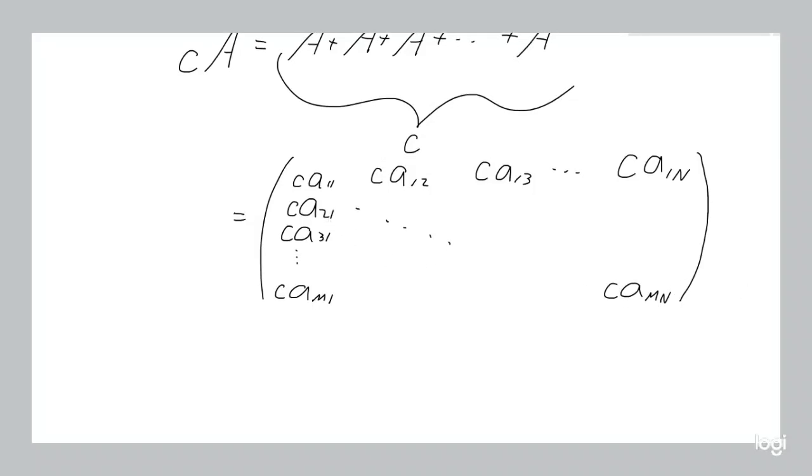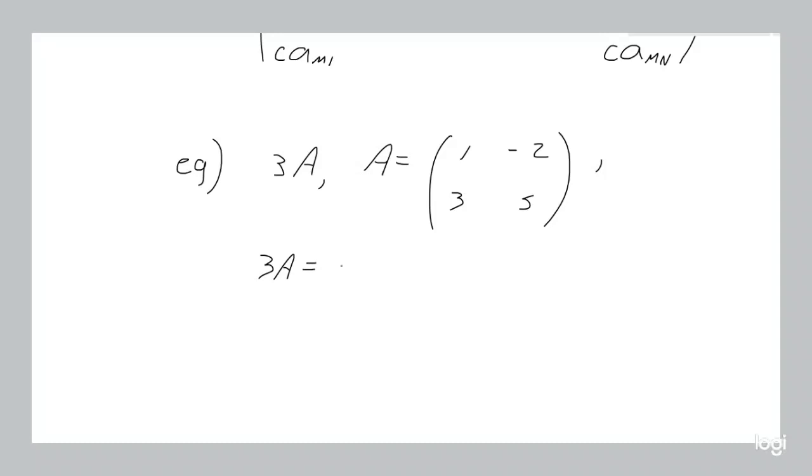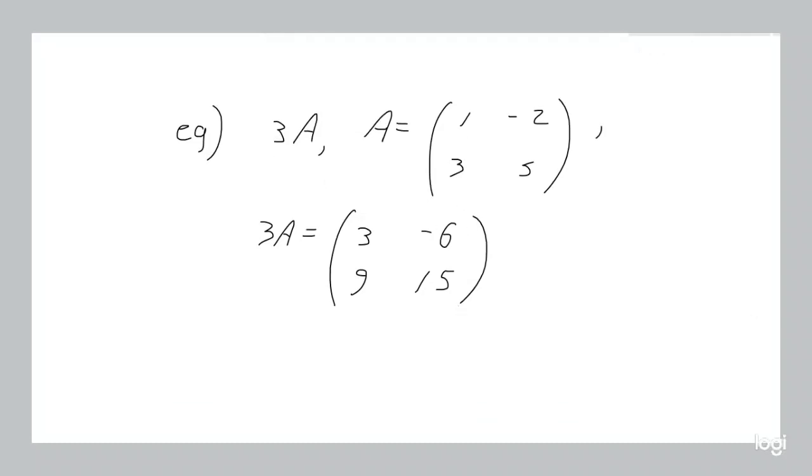All right, so for example, let's say you have 3 times A, where A is equal to 1, -2, 3, 5, and then 3 times A is going to be equal to 3 times 1, which is 3, 3 times -2, which is -6, 3 times 3, which is 9, and 3 times 5, which is 15. So scalar multiplied by matrix, you're just adding that matrix a bunch of times.